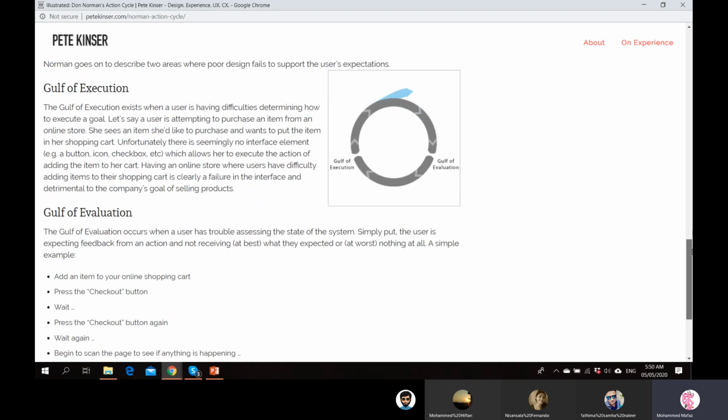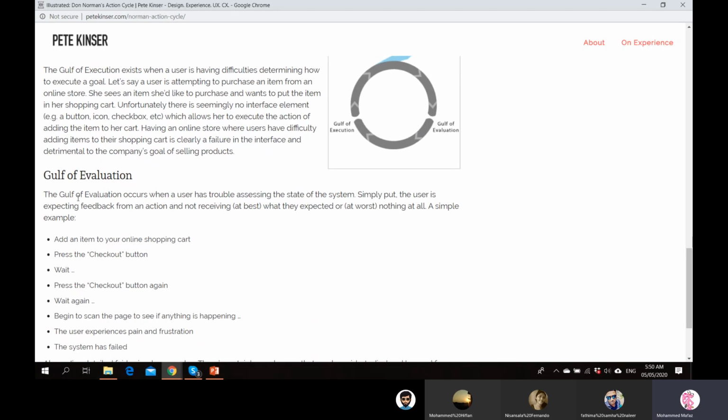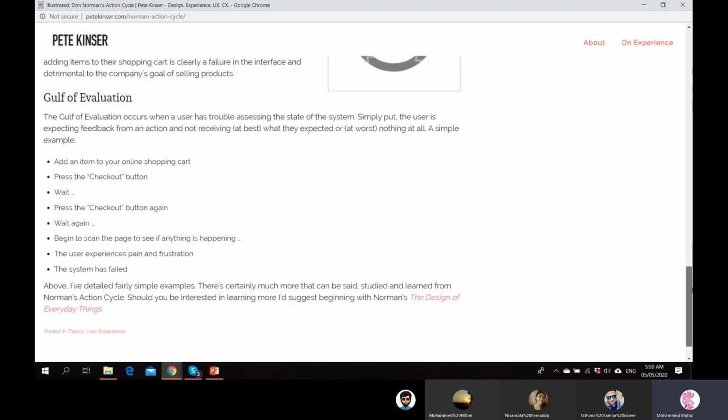On the other hand, gulf of evaluation. The gulf of evaluation occurs when a user has trouble assessing the state of the system. Simply put, the user is expecting feedback from an action and not receiving, at best, what they expected, or at worst nothing at all. A simple example to understand gulf of evaluation.